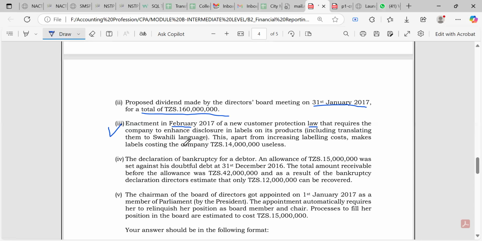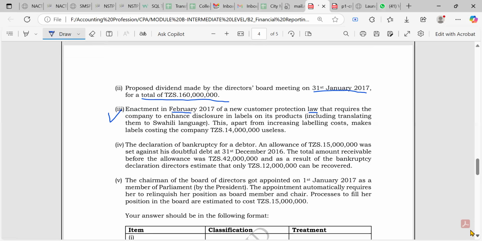It makes the labels costing the company useless. So it means maybe there were other labels, but actually they became useless, right? So obviously this one was a non-adjusting event. So how you should treat it further, I give this as an exercise to you when you revise again.